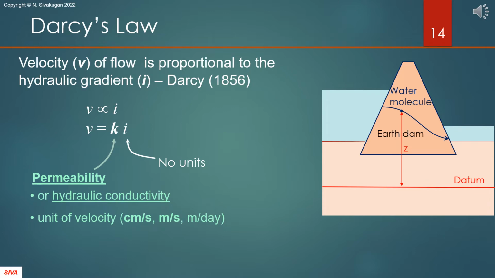This is after Darcy, a French engineer from 1856. He noted that when there is laminar flow through soils, the flow velocity is proportional to the hydraulic gradient. From now on, we will call this flow velocity as discharge velocity. Since hydraulic gradient has no units, the proportionality constant k has the unit of velocity. k is called the hydraulic conductivity or permeability of the soil. It is commonly expressed in centimeters per second or meters per second.